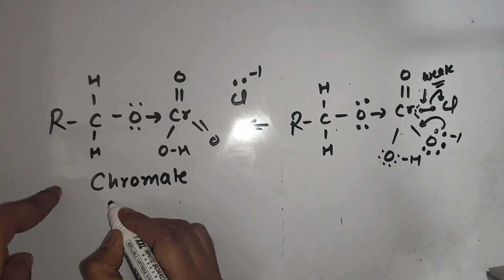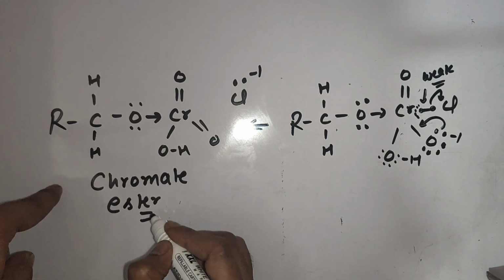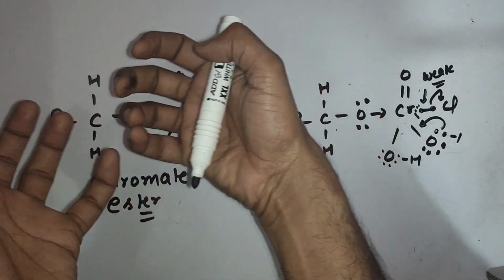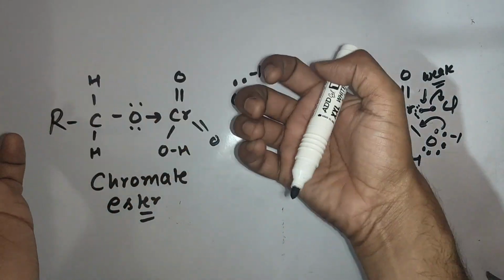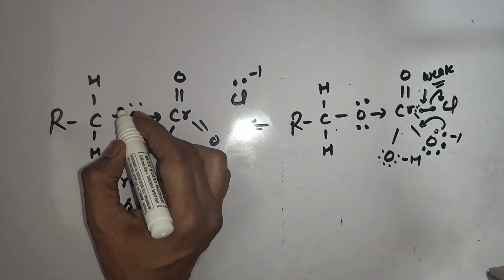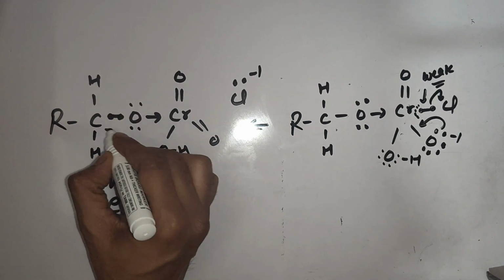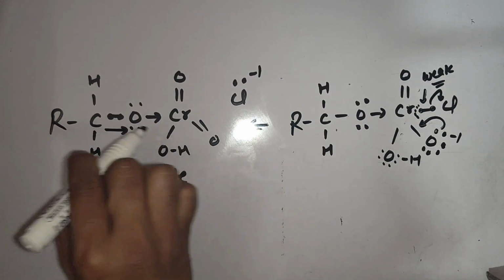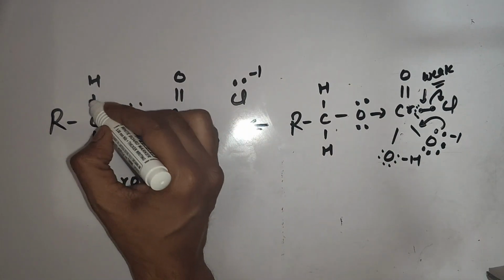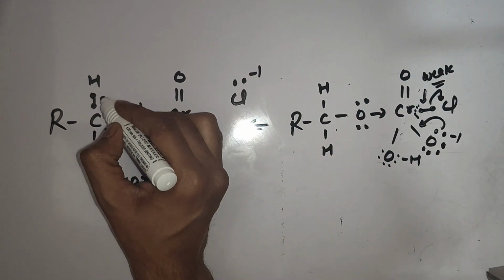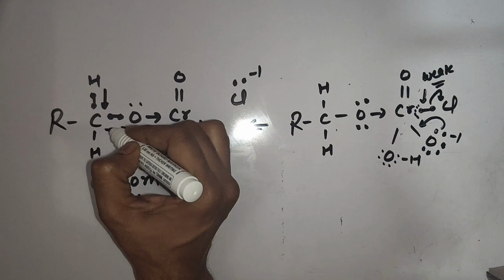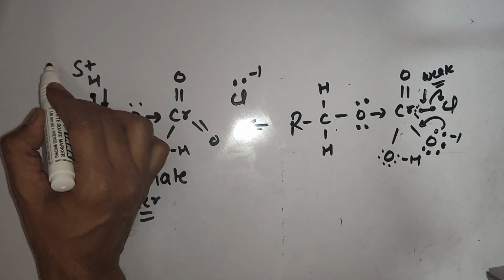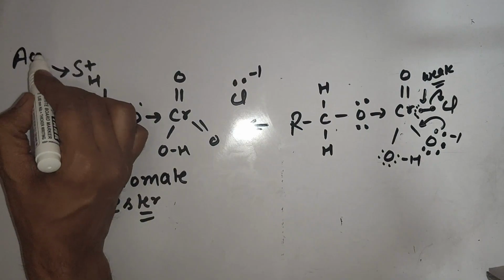Chromate ester. Now chromate ester is full of oxygen, and oxygens are strongly electronegative atoms, so they are attracting electrons from the carbon side. Because these electrons are going strongly toward the oxygen side, obviously in turn the carbon will start attracting electrons from hydrogen, due to which these hydrogens will get high positive charge, meaning they will become acidic.